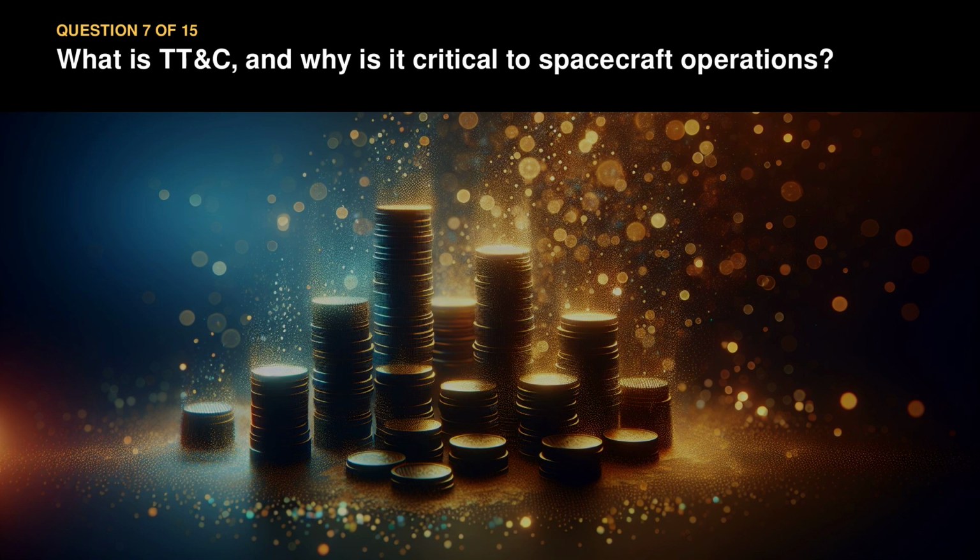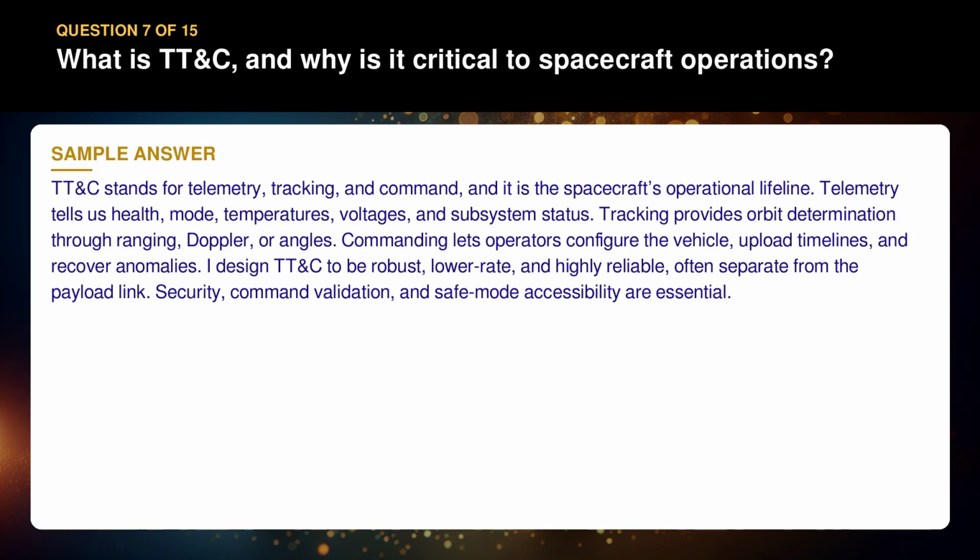Question 7. What is TT&C? And why is it critical to spacecraft operations? TT&C stands for telemetry, tracking, and command, and it is the spacecraft's operational lifeline. Telemetry tells us health, mode, temperatures, voltages, and subsystem status. Tracking provides orbit determination through ranging, Doppler, or angles.